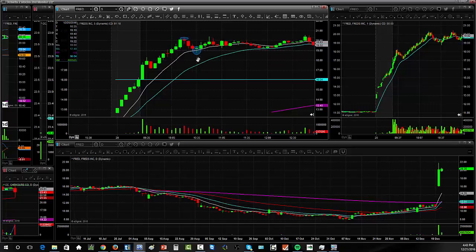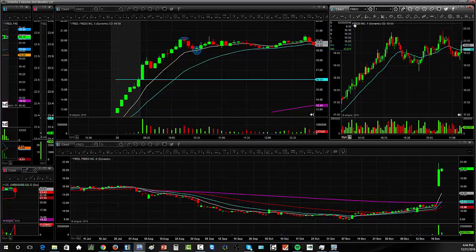All right, so this to me is that rubber band snapback setup where the rubber band is super stretched out and you want it to snap back. So my target is the moving average. It's the 9 moving average on the 5-minute and the 20 moving average on the 1-minute chart.